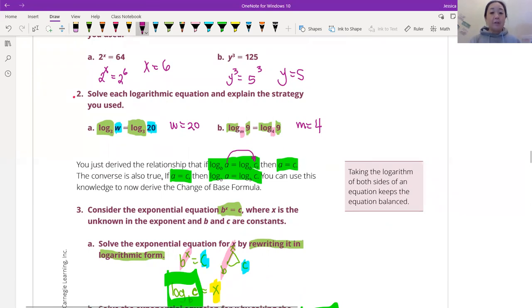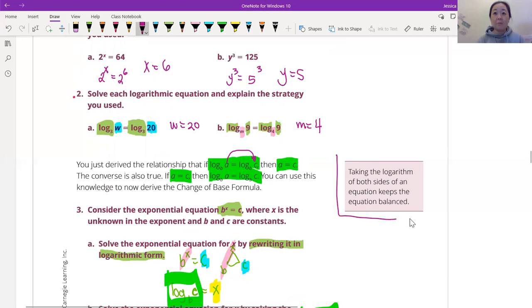All right, so now the converse is also true. We're going to flip that. If we know A is equal to C, that means we can log both sides and they will still equal each other. It's kind of like when we square root both sides, or cube root both sides, we can log both sides as well. Did you know that?